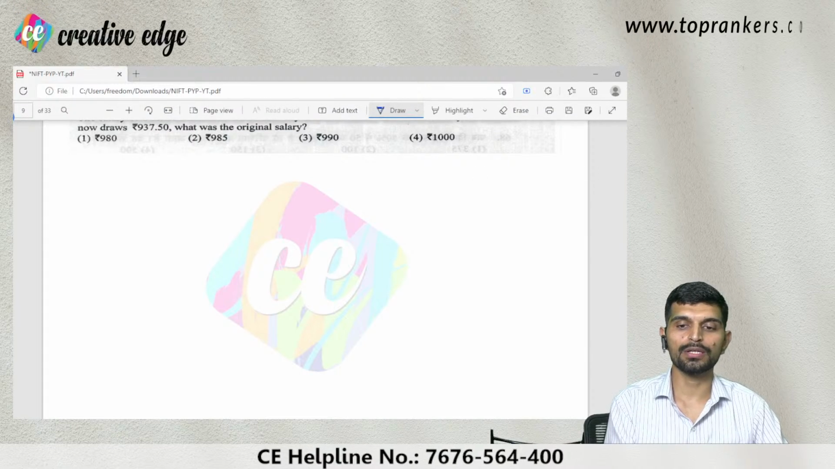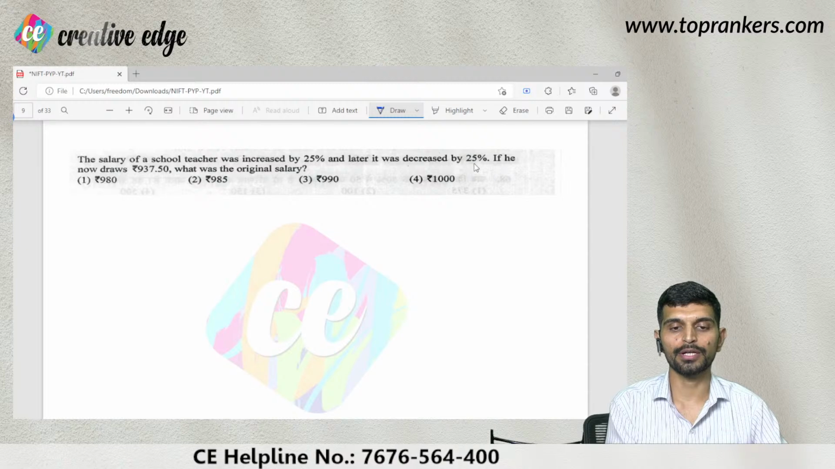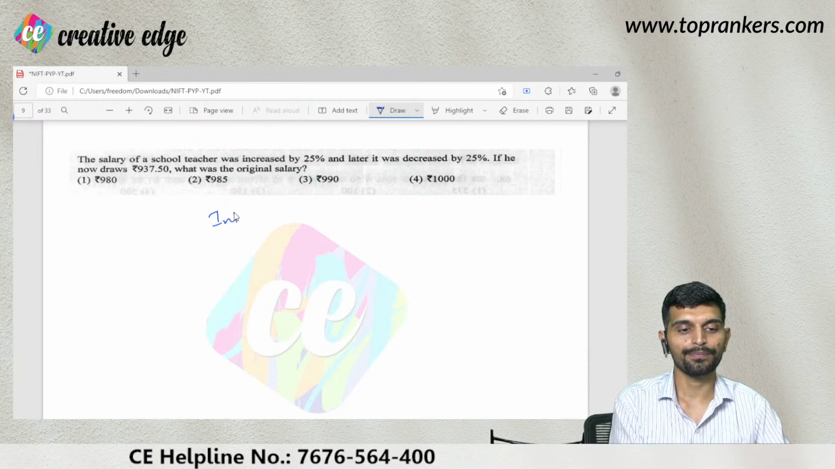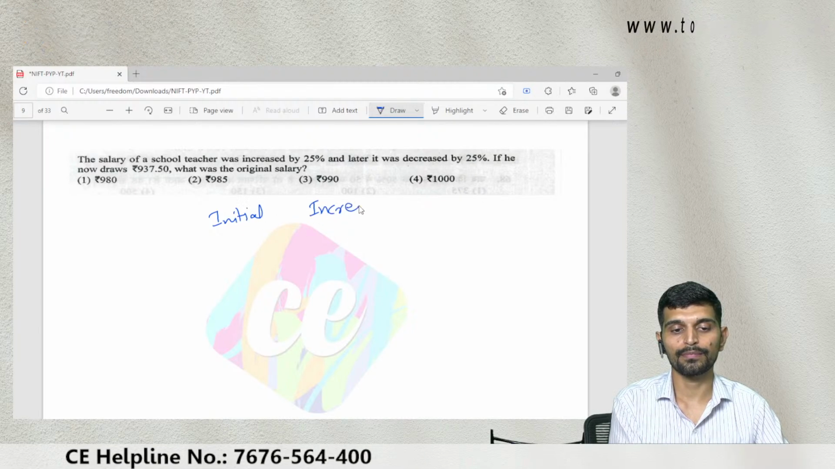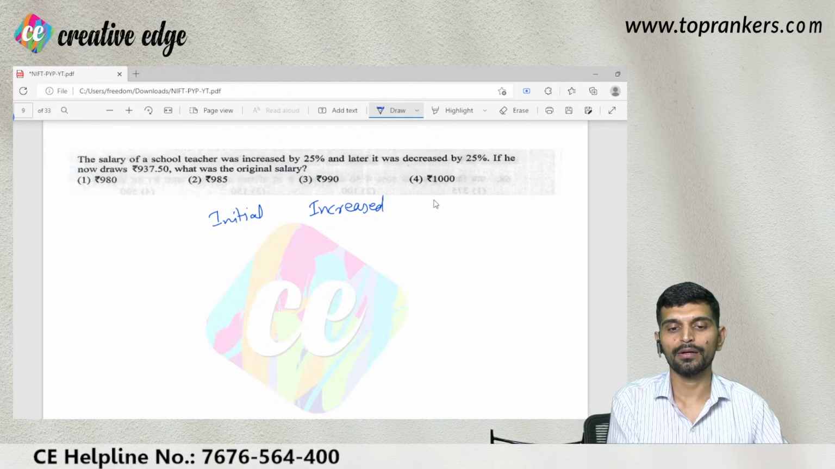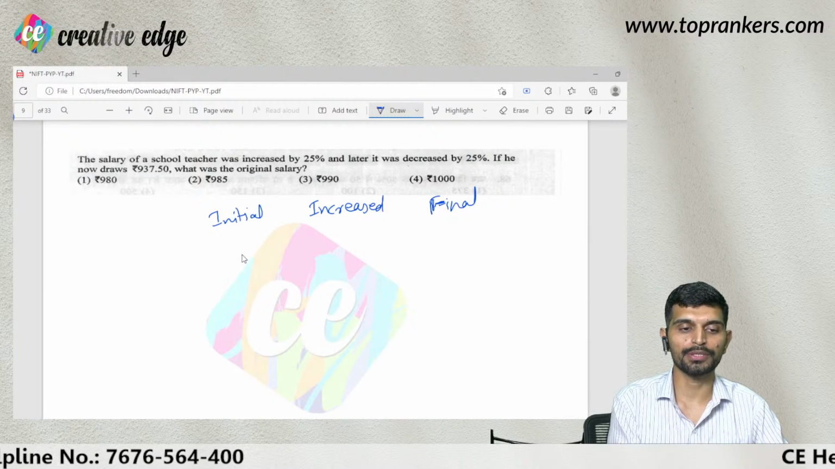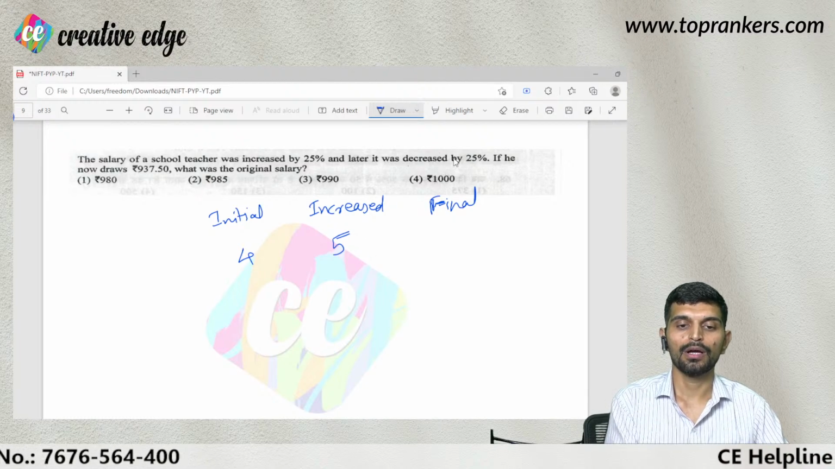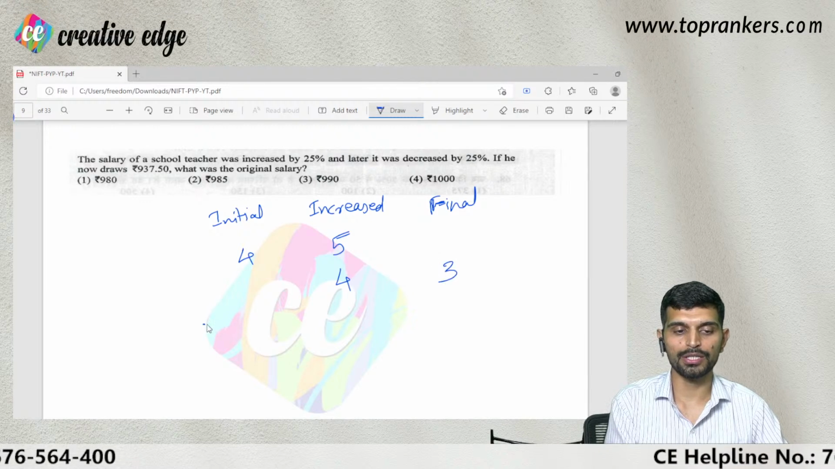Salary of a school teacher was increased by 25%. Later it was decreased by 25%. So initial, increased, and final. There are three parts of salaries. So initial salary, say 25% was 4. After increment it became 5. Then it was decreased by 25%, so 4 became 3 on ratios.